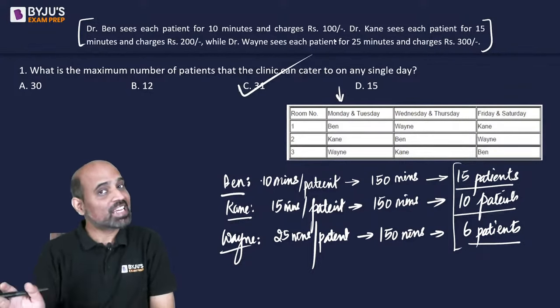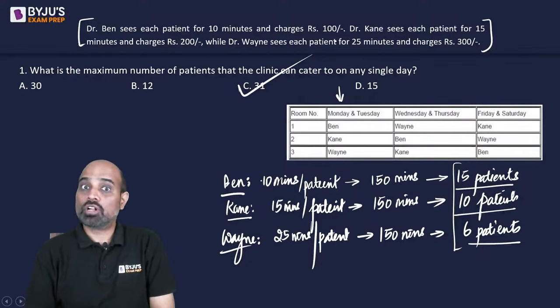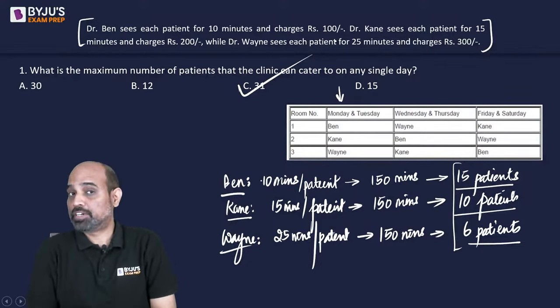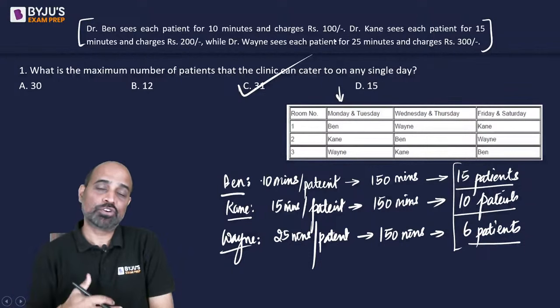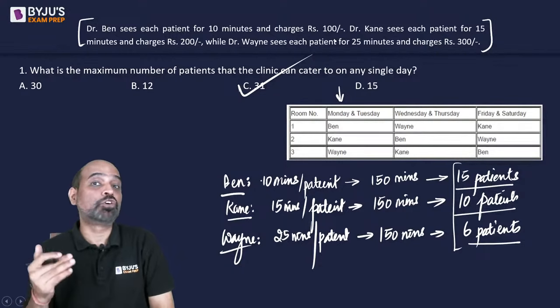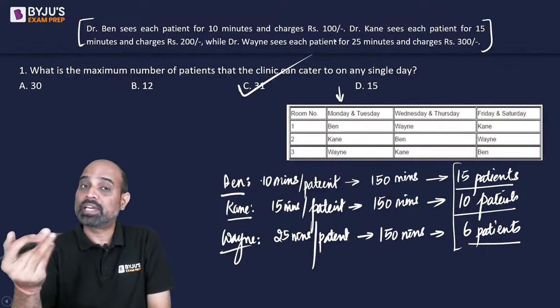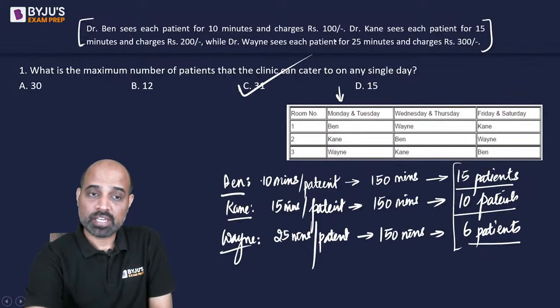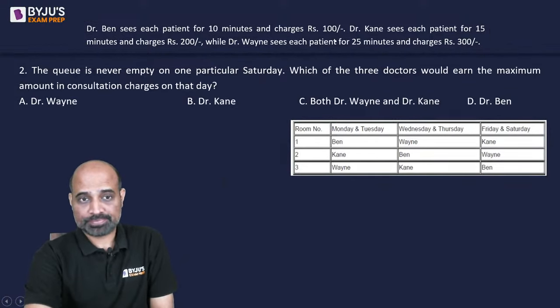So on any given day, all the 3 doctors can at most see 31 patients. If there is an inflow of up to 31 patients, every patient will be catered to. If we have more than 31 patients, none of them will be able to cater to the 32nd patient. Okay. So the answer is going to be C.